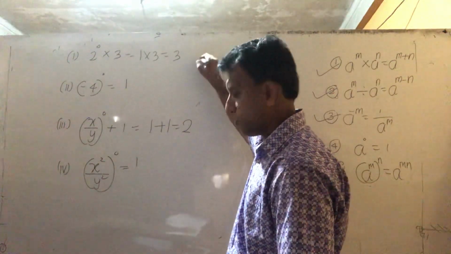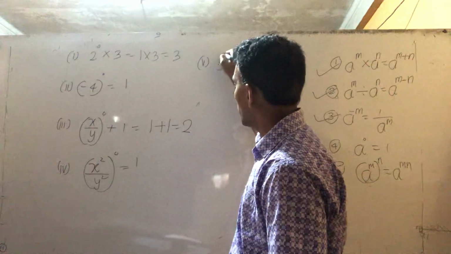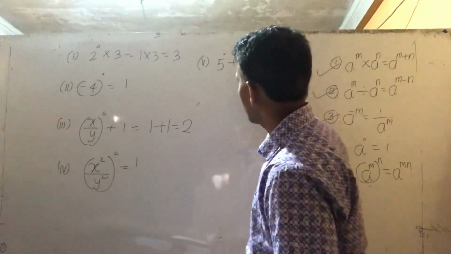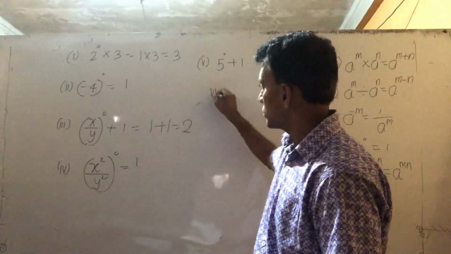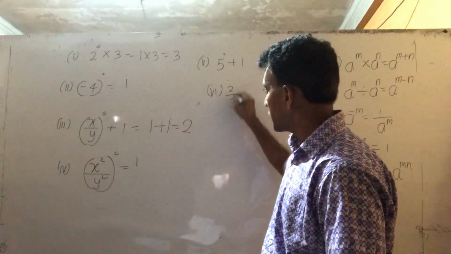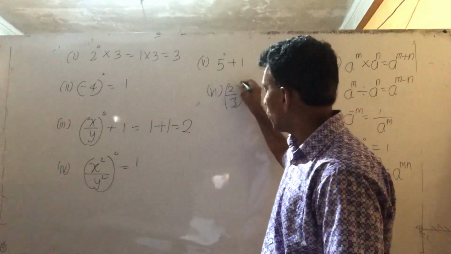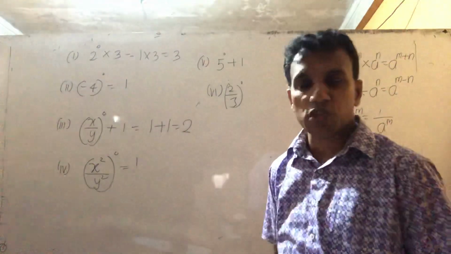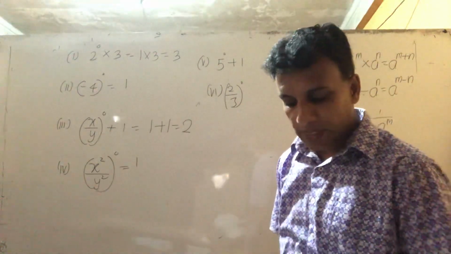And the problem 5, 5 to the power 0 plus 1. It's a long lesson. I will show more problems. Keep in touch and study my notes. Simply, you can answer any type of question of indices, same as the other chapters.